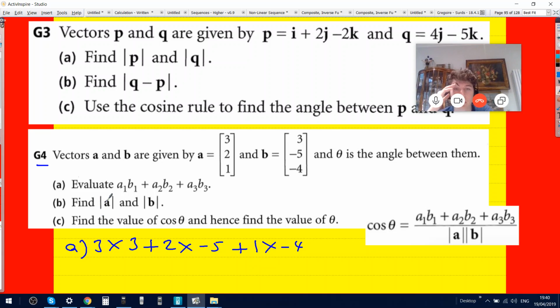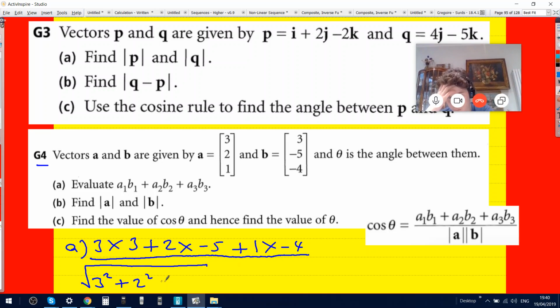Any idea how you get the magnitude of A if it's 3D? Not sure. It's Pythagoras, but with 3 of them. So 3 squared plus 2 squared plus 1 squared, and square root your answer. Should I figure it out? Yeah, go on. That's 3 squared plus 2 squared plus 1 squared, square root of 14. And same thing for the other one? So square root of 3 squared plus minus 5 squared plus minus 4 squared. I need to put the minuses in brackets.